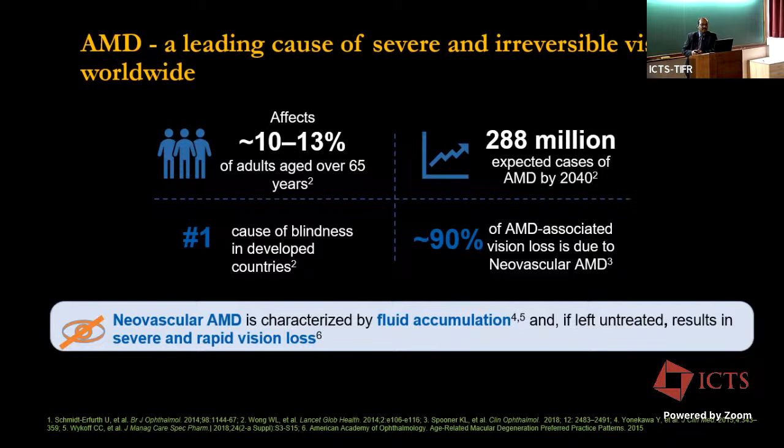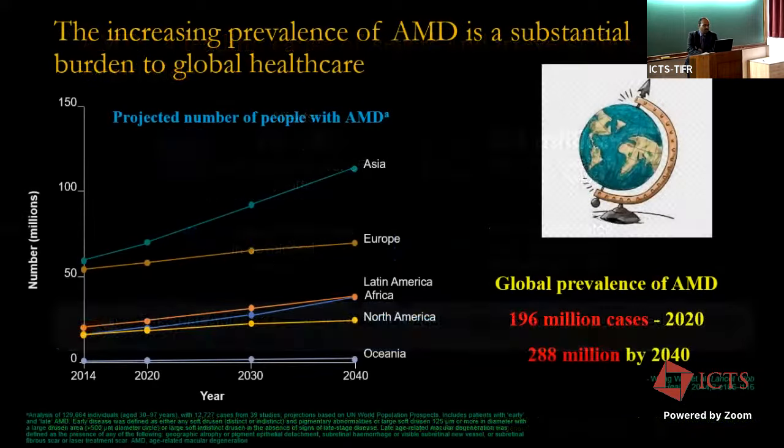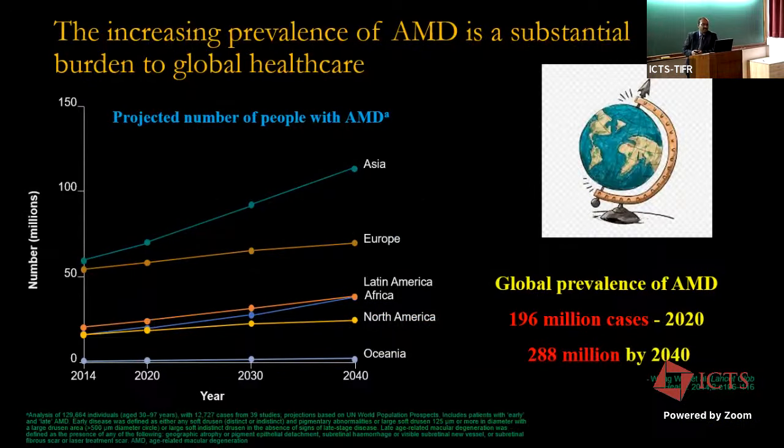And 90% of the AMD-associated vision loss is due to neovascular AMD, which is the wet form, and we'll be defining this also. This increasing prevalence of AMD is obviously a substantial burden to global healthcare. As you can see from 2014 to 2040, the numbers are shooting up. And unfortunately, as we've seen with diabetes also, the numbers are more in our part of the world. Asia is going to be contributing a massive proportion. Right now, we have about 196 million. By 2040, it's going to shoot up to 288 million.